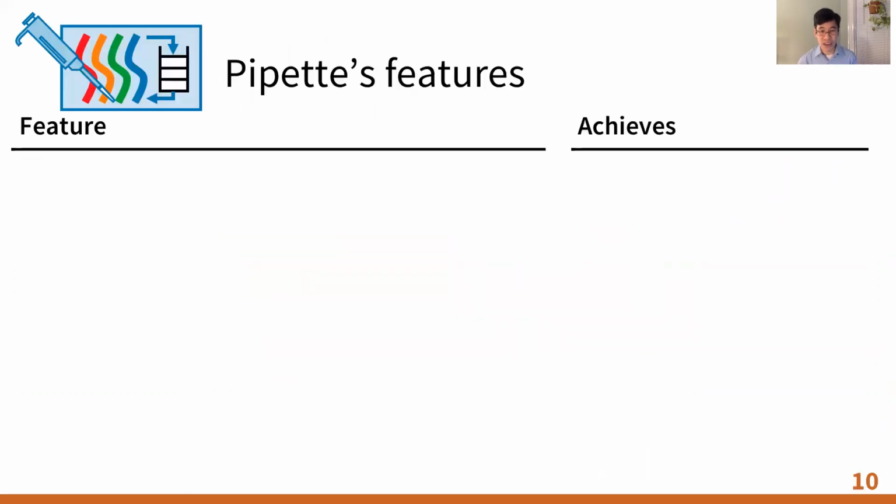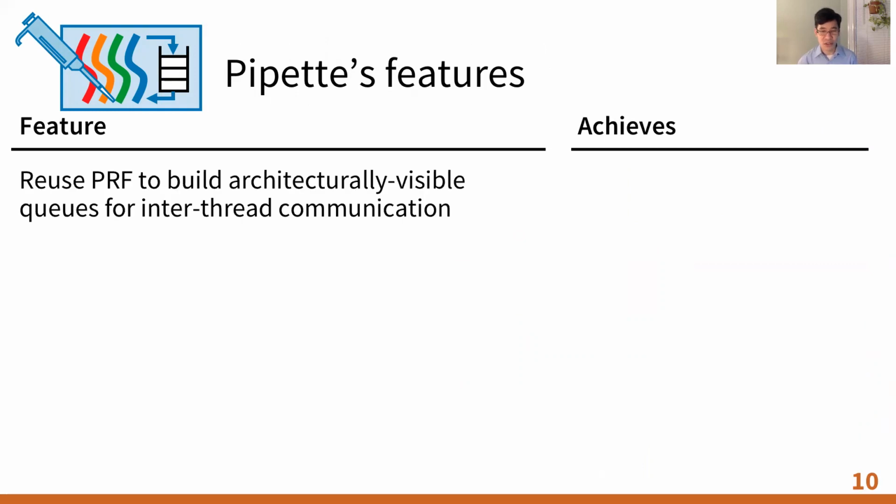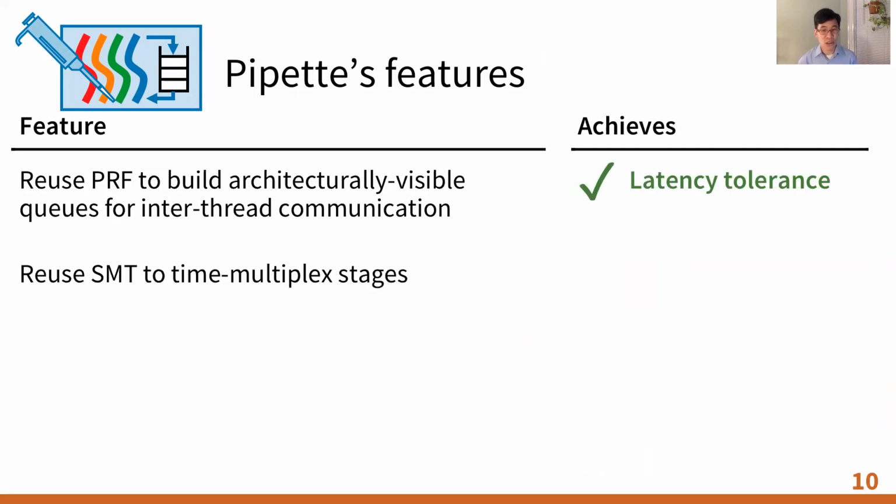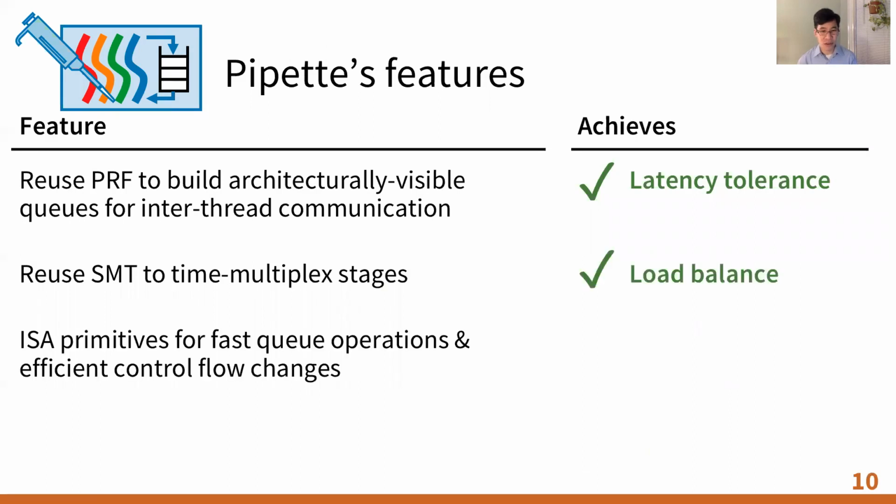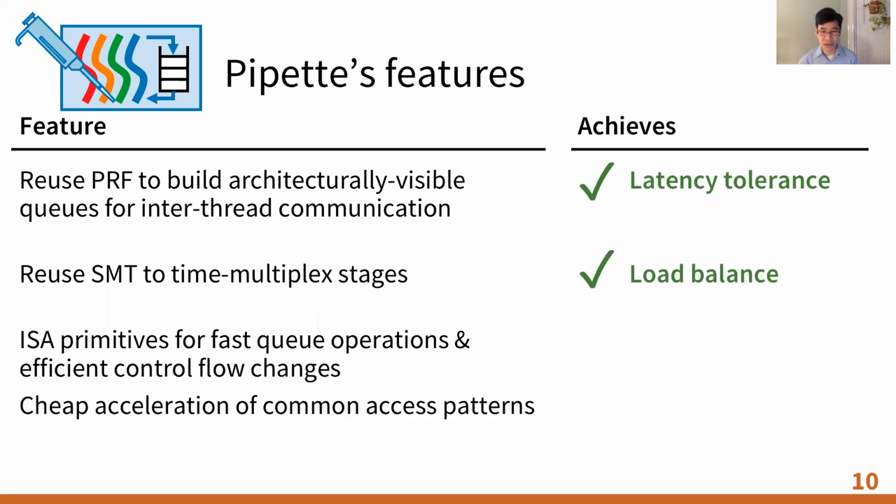Pipette has several features that enable us to excel in irregular applications. It reuses the physical register file to build architecturally visible queues for inter-thread communication, which achieves latency tolerance. We reuse simultaneous multithreading to time multiplex many stages onto the same core, thus giving us load balance. We provide ISA primitives for fast queue operations and efficient control flow changes, as well as cheap acceleration of common access patterns, which gets us high performance.